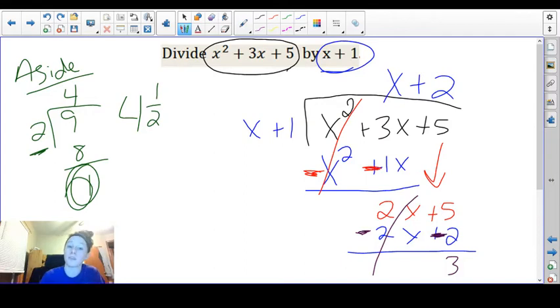So my final answer for this problem is x plus 2 plus the remainder of 3 divided by what I originally divided by.